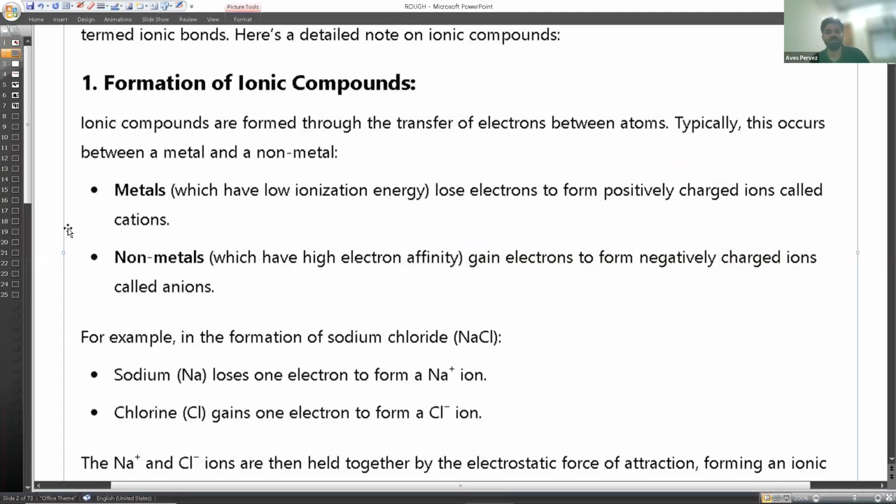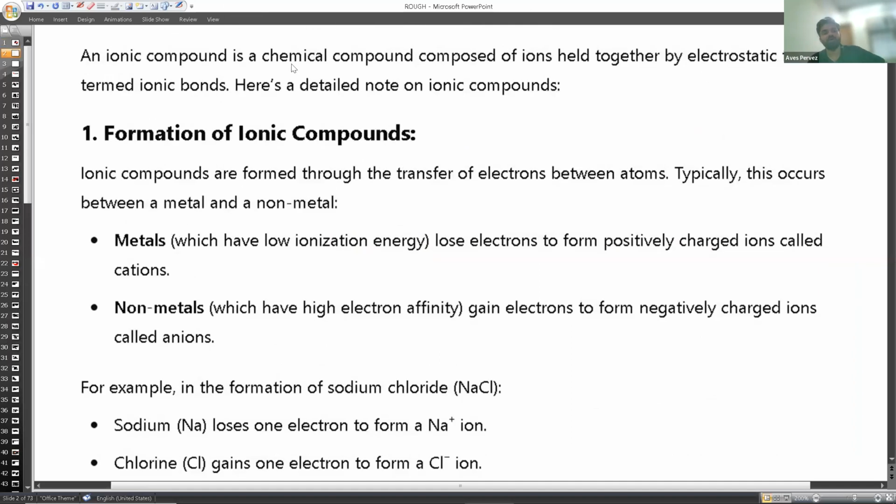So here is the definition of the ionic compound. Please memorize this one first. An ionic compound is a chemical compound composed of ions held together by strong electrostatic force. Here are the details of ionic compounds. The first is the formation of ionic compounds.